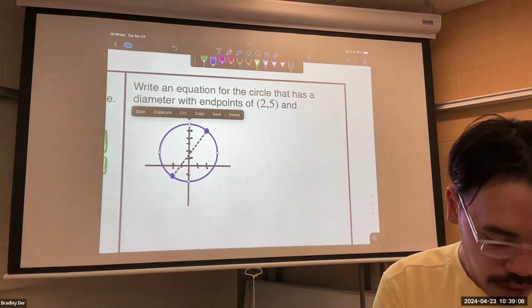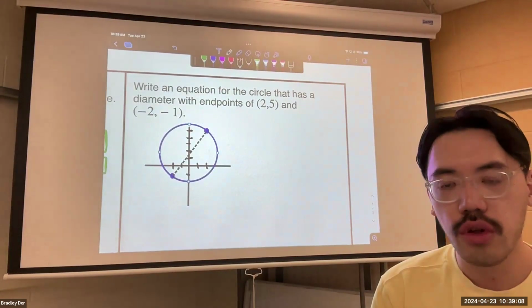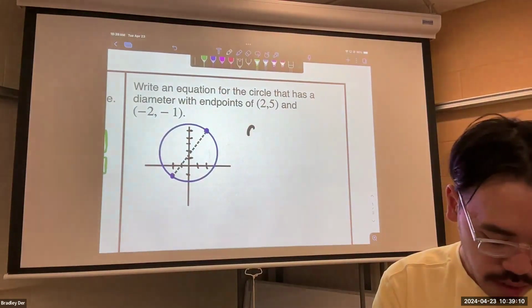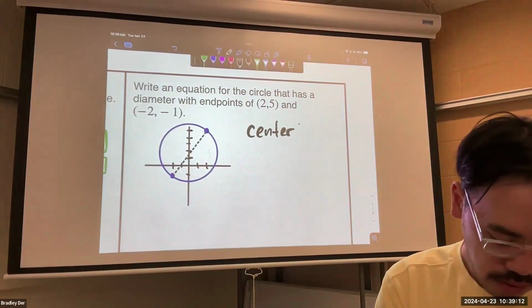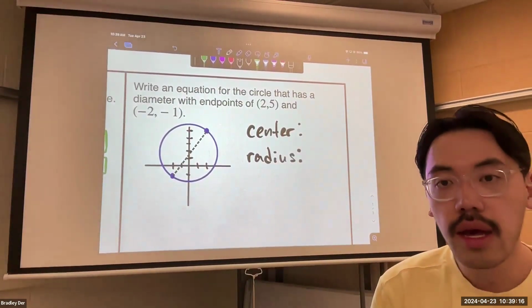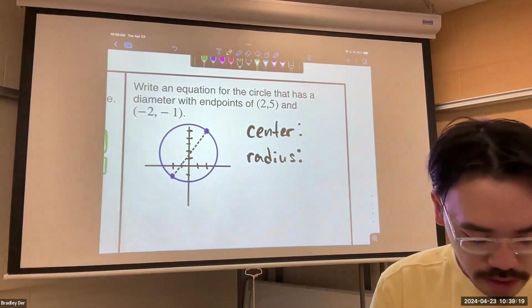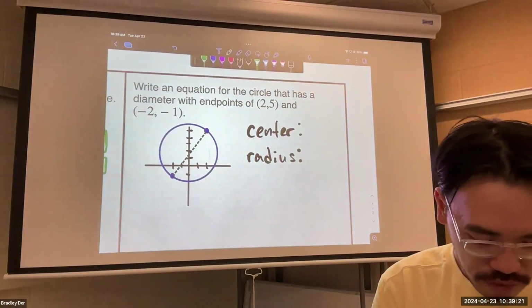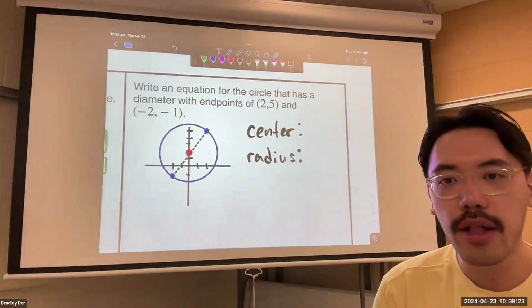If I'm going to write an equation for this circle, I would want to know the center and I would want to know the radius. And then we can just use the same structure as used in the previous problem. In terms of finding the center, if you're thinking, oh, why don't I just sort of eyeball it here?